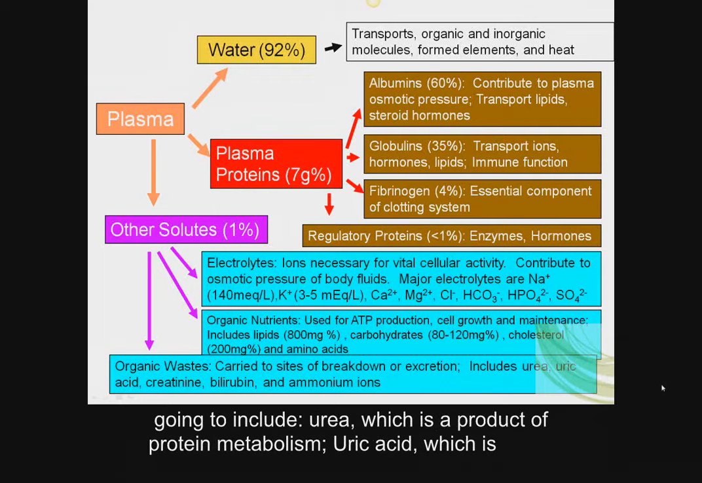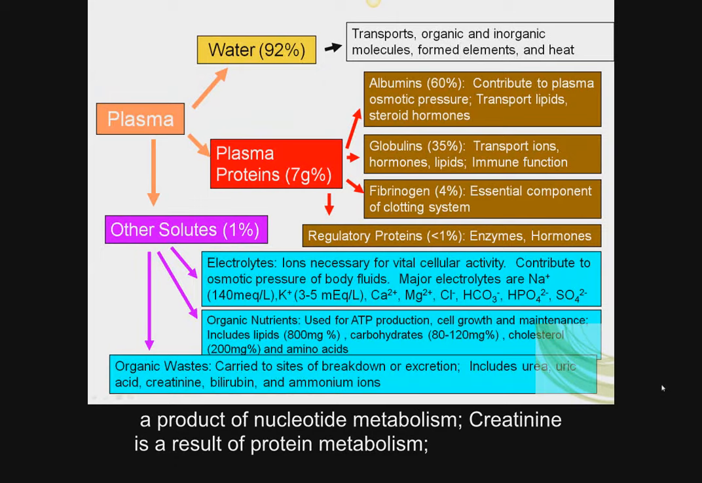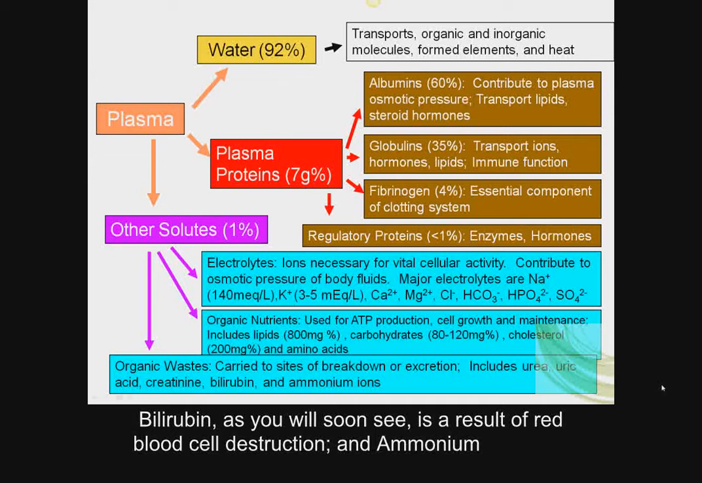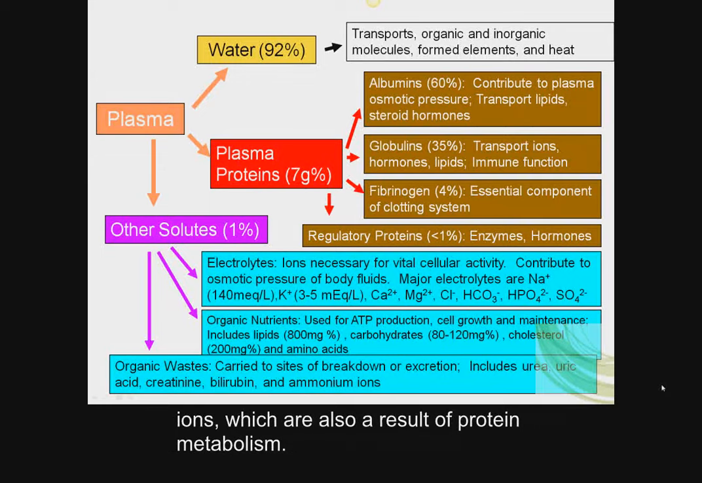Organic wastes include urea, which is a product of protein metabolism, uric acid, which is a product of nucleotide metabolism, and creatinine, which is a result of protein metabolism. Bilirubin, you will soon see, is a result of red blood cell destruction, and ammonium ions are a result of protein metabolism.